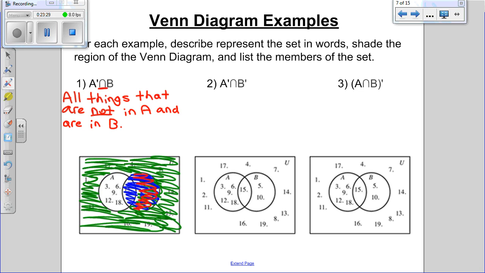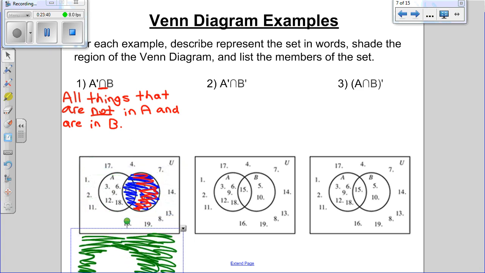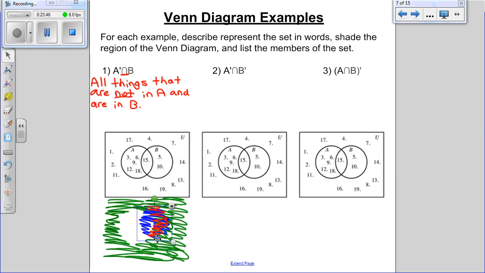I'm just going to undo those drawings so that you can see what I'm talking about again. There you go. So the only numbers in that overlapped red region would have been 5 and 10. Those are the things that are not in A and are in B. 15 wouldn't count because 15 is in B, but it's also in A, and we want to be not in A. Any questions about that?